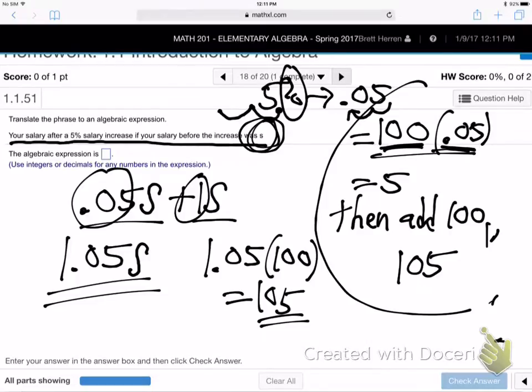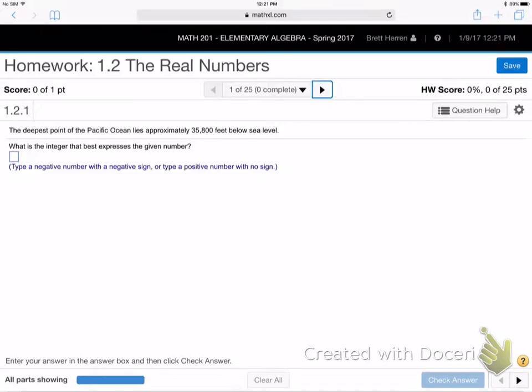All right. So what does that mean when they say it lies below the ocean? How do I do the number? All they want you to do is say negative. See, this one is 35,800 feet below sea level, the deepest point in the Pacific Ocean. So they just basically want you to enter negative 35,800. That's all. They're just making sure you know that's negative, right? Below is negative. That's all they want. Type in negative 35,800.